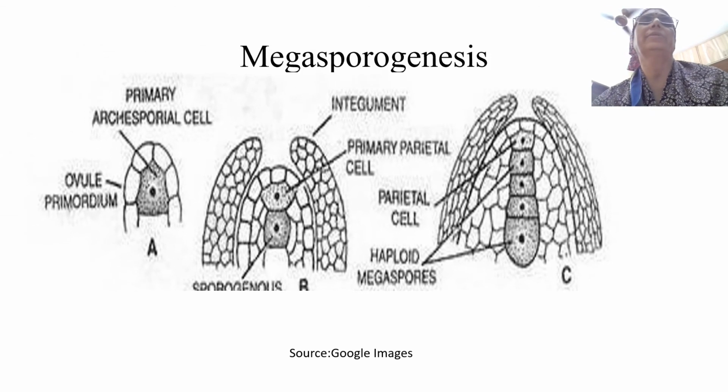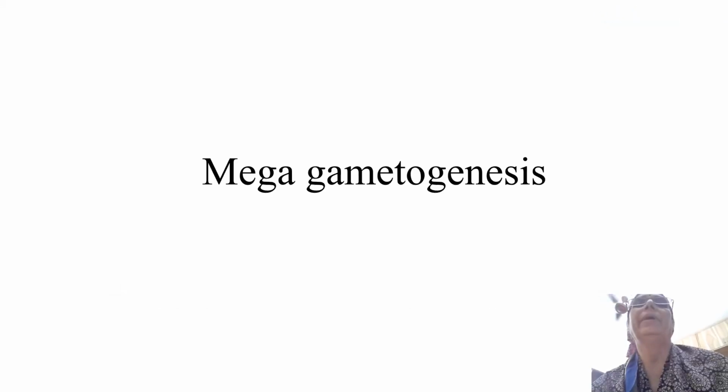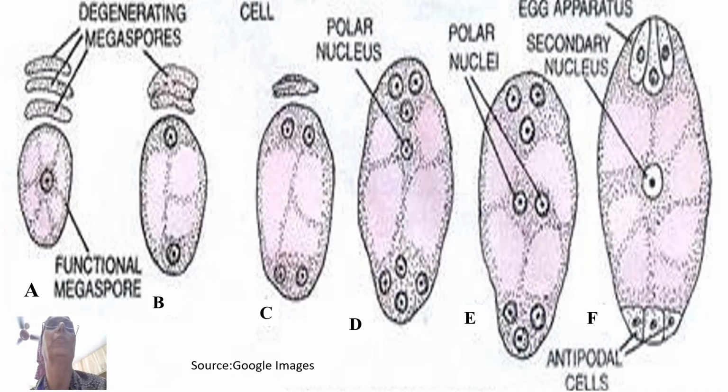In this slide, you can see that the primary archesporial cell divides periclinally into two, the primary parietal cell and the sporogenous cell. This behaves as megaspore mother cell. It undergoes meiosis, and as a result we have four megaspores which are haploid. So that is the end of megasporogenesis. Megasporogenesis is followed by megagametogenesis. As a result of megasporogenesis, four megaspores are formed.